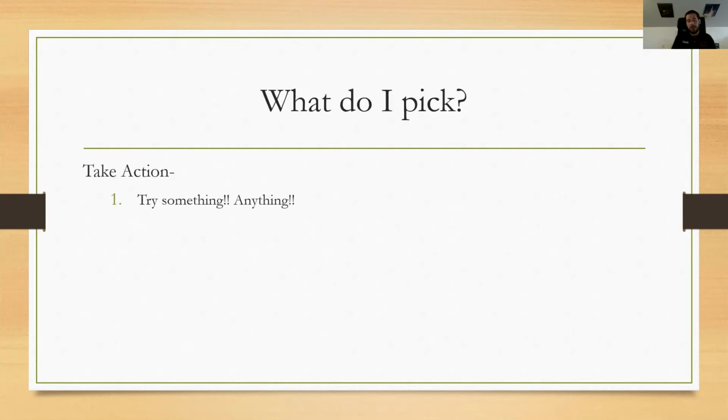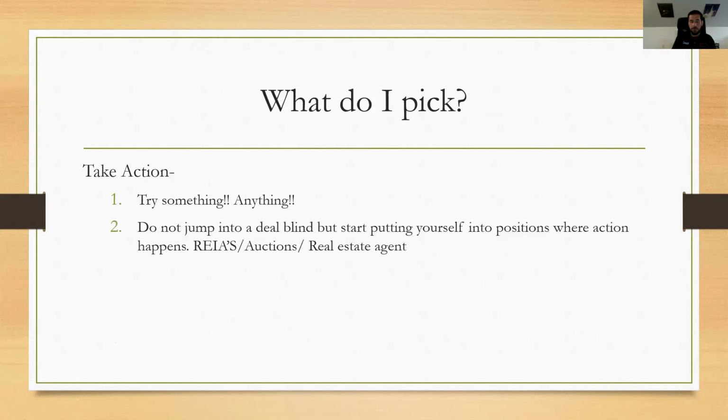Make sure that you don't get paralysis by analysis. That's important. Try something, anything. You don't want to jump into a deal blind, but start putting yourself into positions where the action happens. Go to your local real estate investment association where like-minded people get together. Go to an auction. Watch the process happen. Get a real estate agent. Start walking through properties. Start analyzing stuff.